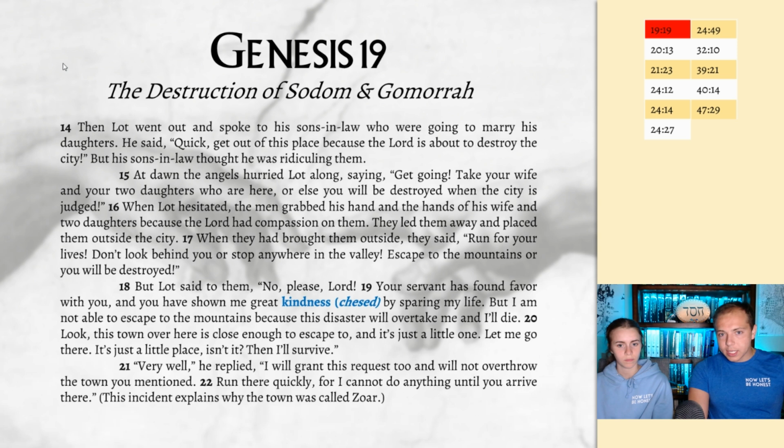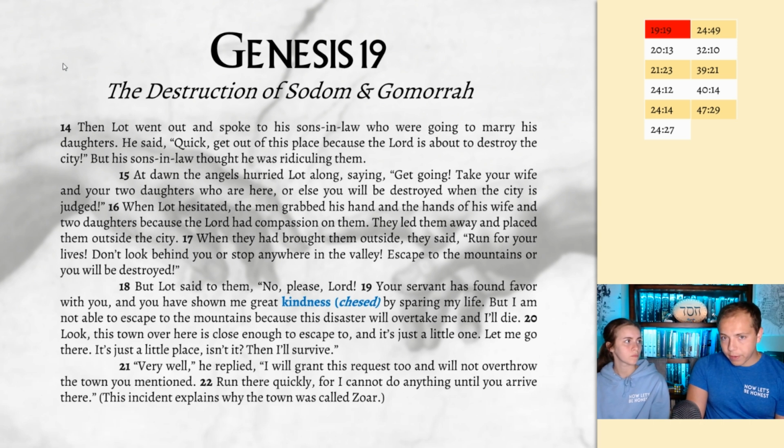Favor, grace, what is that? It's the Ben Stewart definition: whenever an unobligated giver gives to an undeserving people an unbelievable gift. Lot is saying, we don't deserve for you to be doing this to us. You are unobligated to do so, yet you've still helped us out. We have found favor with you because you have done this great act for us, and you have shown us this chesed by sparing our life.